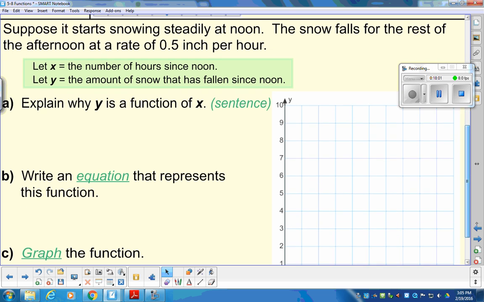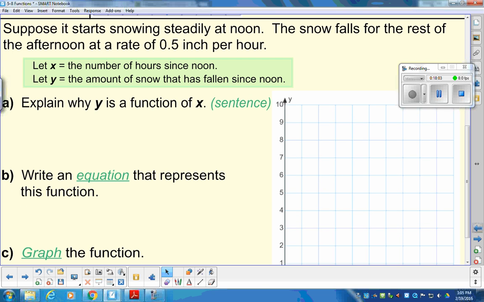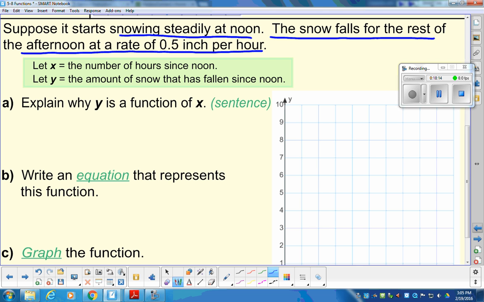All right, guys, last problem of the day using a word problem of whether something's a function. It says in this problem, suppose it starts snowing steadily at noon. The snow falls for the rest of the afternoon at a rate of 0.5 inches per hour. This is sounding like the slope to me. Let x equal the number of hours since noon, and let y equal the amount of snow that has fallen since noon. So why is this a function?